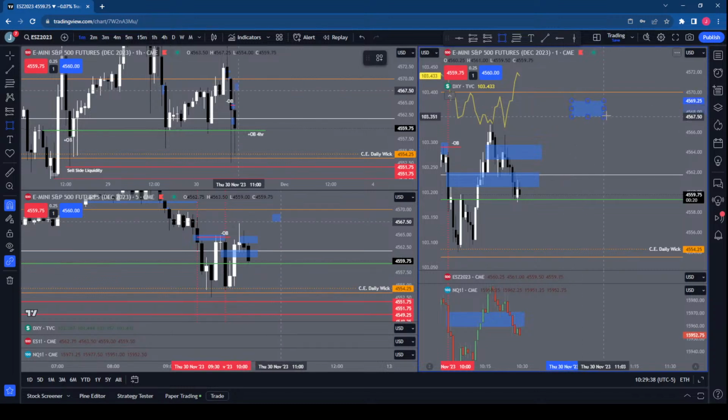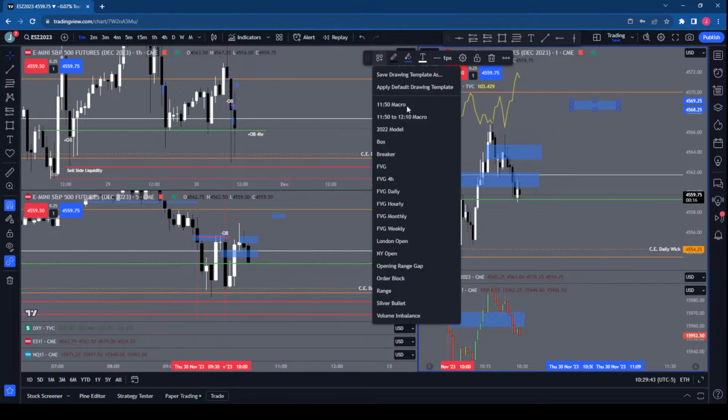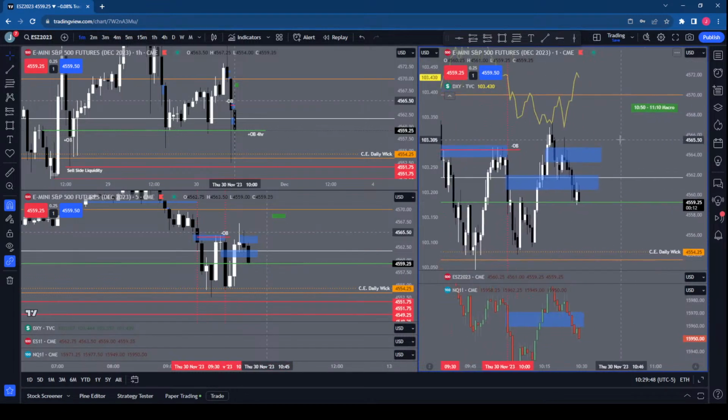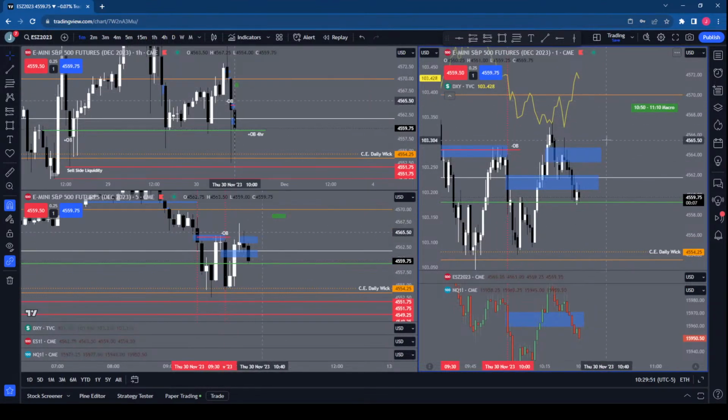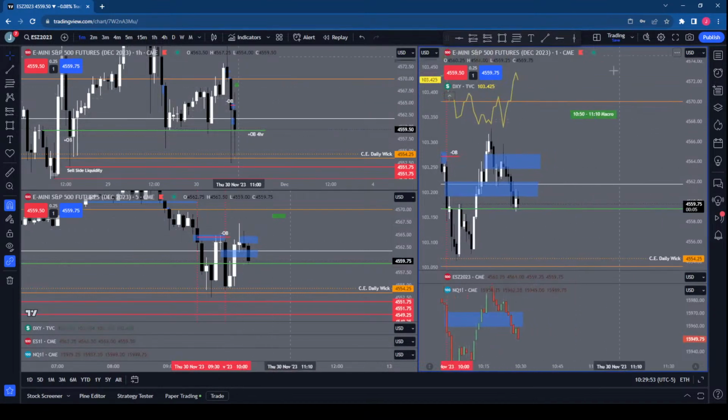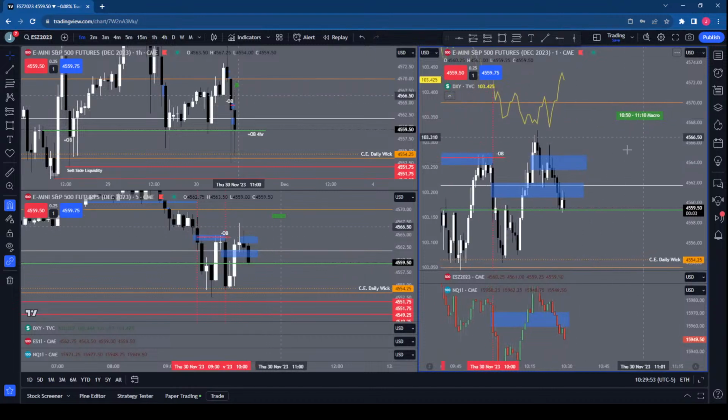I feel like lately the 10:50 macro, while we've been in this consolidation range, has kind of gyrated for the first part of the 10 o'clock hour. Then it usually has been taken off around this time.